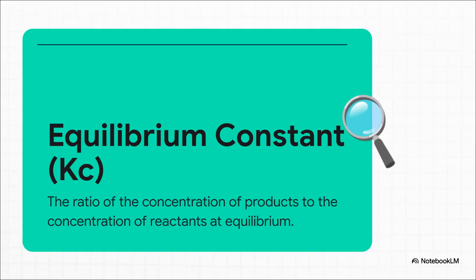The equilibrium constant, or Kc, sounds fancy, but honestly, it's just a fraction. That's it. You take the concentration of your products, put them on top. Take the concentration of your reactants, put them on the bottom. Do the division. That one number tells you the whole story of where that reaction likes to balance.